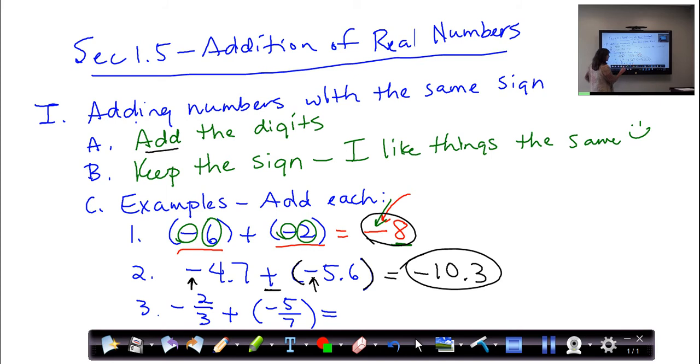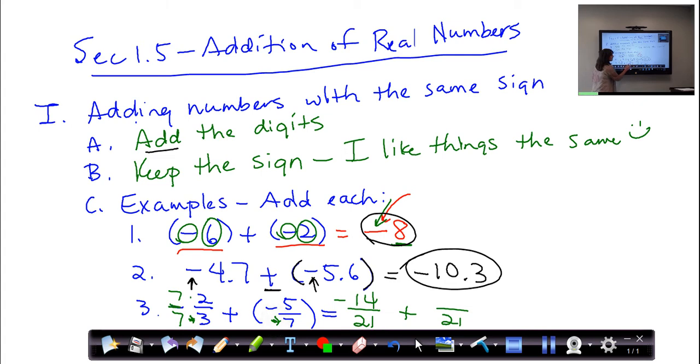So I need a common denominator for these two, and as I look at these, I've got a 3 and I've got a 7. Common denominator is going to be a 21. So I'm going to turn them each into a 21. That means I'm going to take this 3 and multiply it by 7. And remember, I have to do that on the numerator as well. 2 times 7 will give me a 14. Now remember, this is a negative, so I'm going to keep it as a negative.